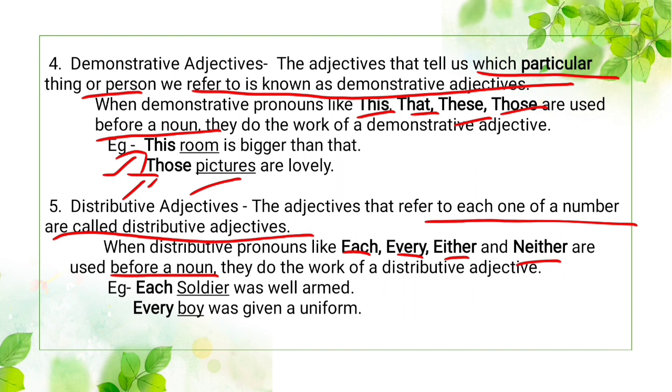Here we can see that a distributive pronoun each is used, but it is used before a noun. That's why it is acting as a distributive adjective in the sentence. Next example is, every boy was given a uniform. Here we can see that the word every is a distributive pronoun, but it is used before a noun to refer to each member of the boys. That's why it is acting as a distributive adjective in a sentence.